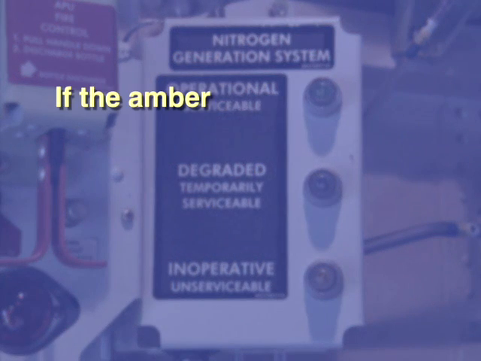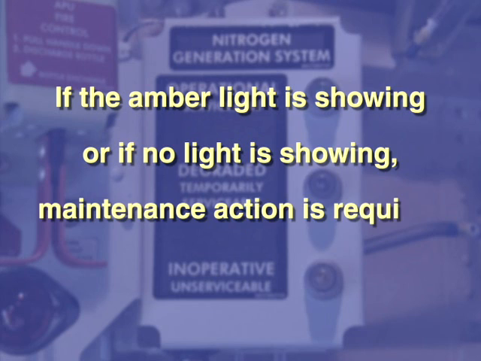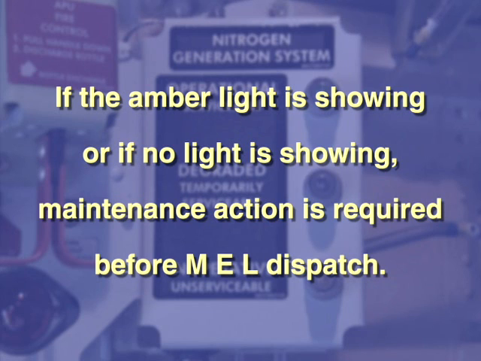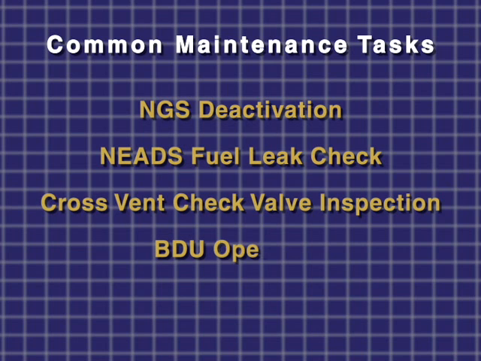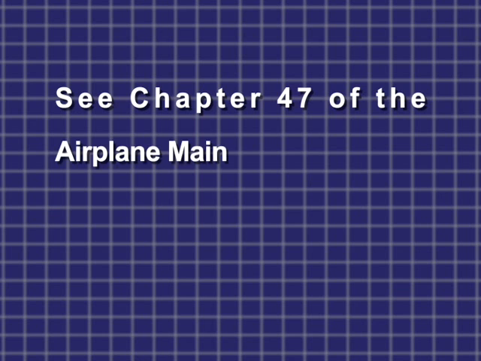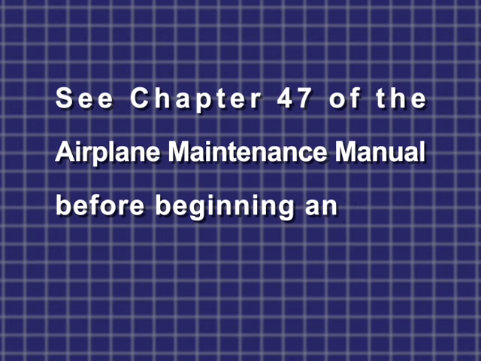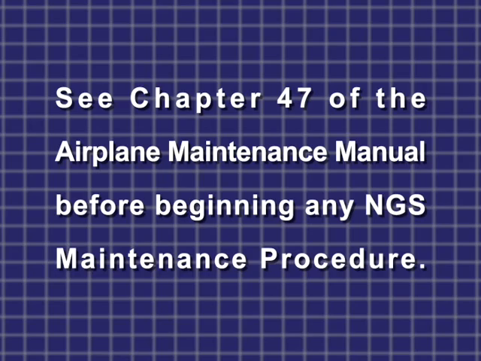Note that if the amber light is showing, or if no light is showing, maintenance action to deactivate the NGS system is required before MEL dispatch. Now let's look at some common maintenance tasks. Note, we are only going to see enough of the following procedures for general familiarization. For example, there are other tasks you must do before closing the NGS shutoff valve to deactivate the system. Remember to see Chapter 47 of the Maintenance Manual for more information before beginning any NGS maintenance task.